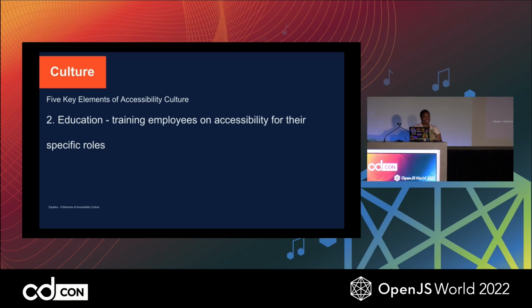Second is education. How many people in the room have done any sort of accessibility training in the workplace? Okay, there's not a lot of people raising their hands right now, which tells me that there is a lack of education, which will train employees on accessibility for their specific roles, because depending on what you do, you'll do different things.